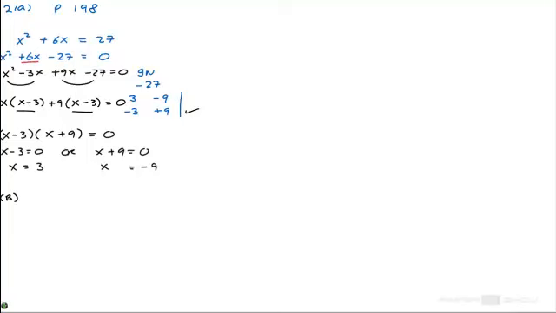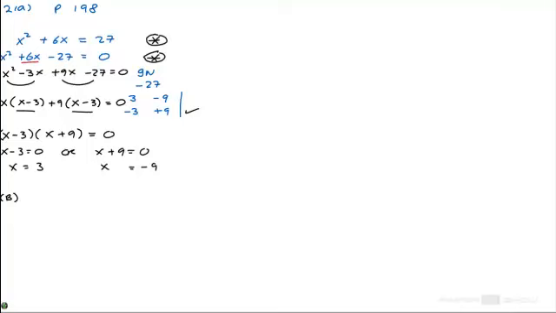Of course lads, you could sub either of those numbers back into the original, which is up here. If you subbed it into that one, you should have 27 on the left and 27 on the right. If you subbed it in here, you'd have 0 on the left and 0 on the right. So it doesn't matter which one you sub it in, so long as the left hand side is equal to the right hand side.